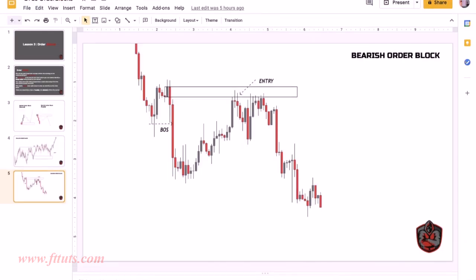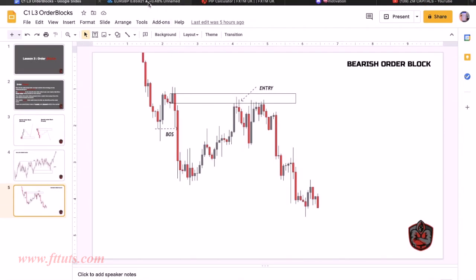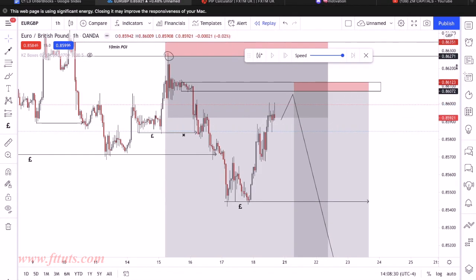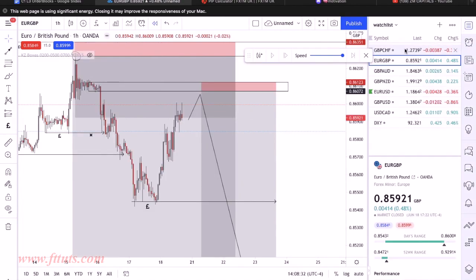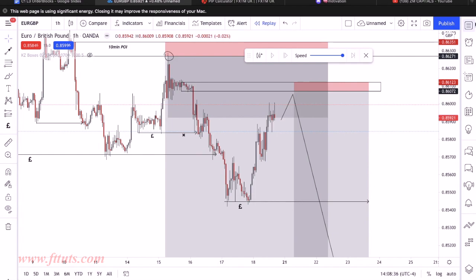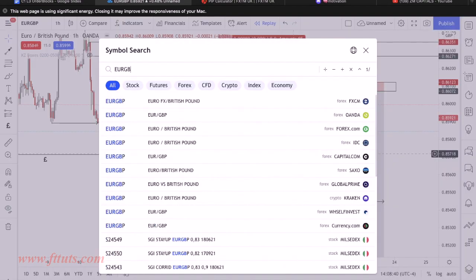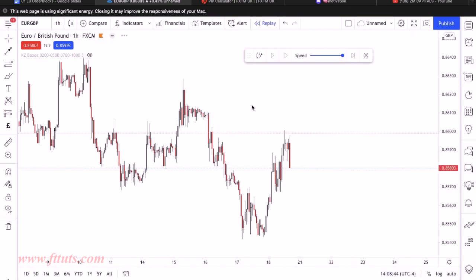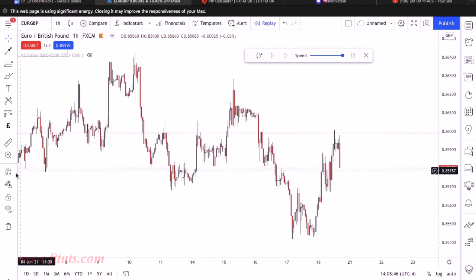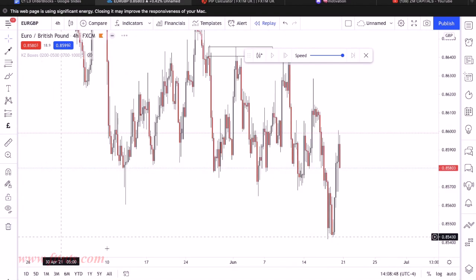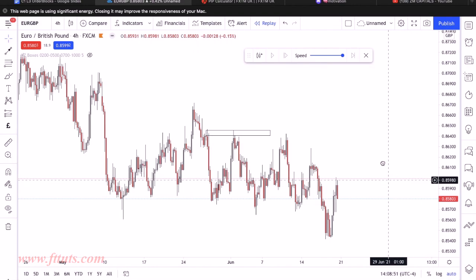So that's basically it for order blocks, but I'm just going to go through a quick example with you guys before I move on to lesson 4. Let's just stick to EG, and let me show you. Let me just clear up the chart. Actually, let me go to a fresh one. Euro GBP. There we go. That's a clean one. Now let's head over to that 4-hour. Sweet.